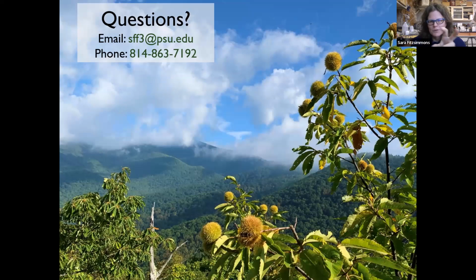I love this picture. This is really what we're shooting for. Ben Jarrett took this. I really love it. It's an American chestnut overlooking the mountains of Asheville, North Carolina. And I hope I still have time for questions.